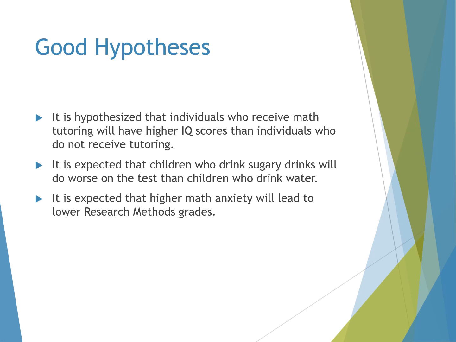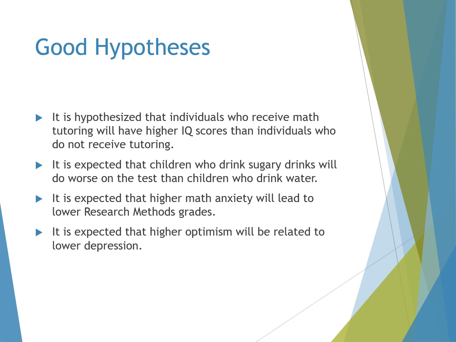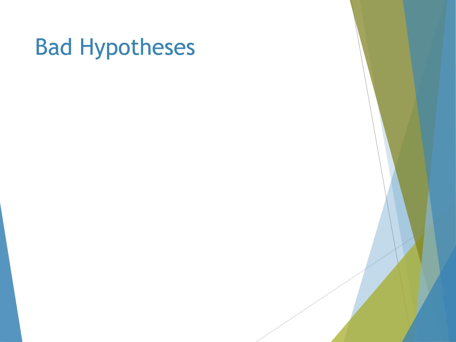It's expected that higher math anxiety will lead to lower research methods grades. So again, I've explained the two variables that are related and the direction in which they will be related. And it's expected that higher optimism will be related to lower depression. Again, we can measure optimism, we can measure depression, and I've explained what direction I expect that relationship to be in.